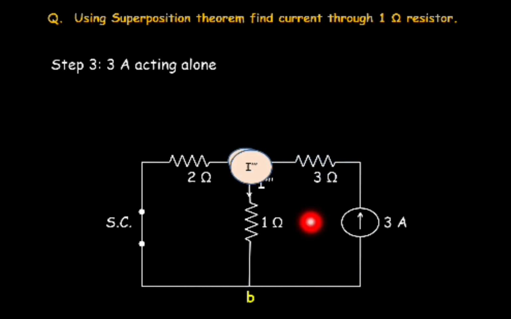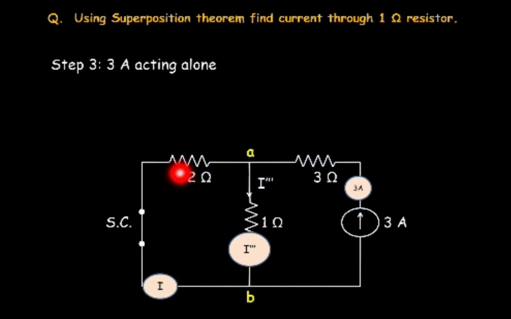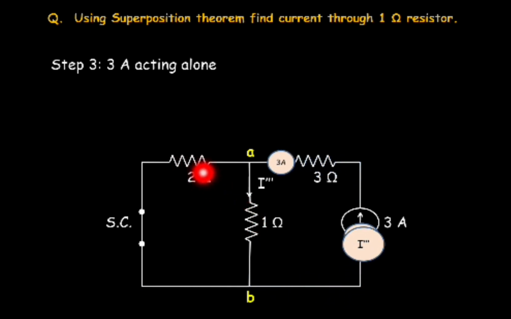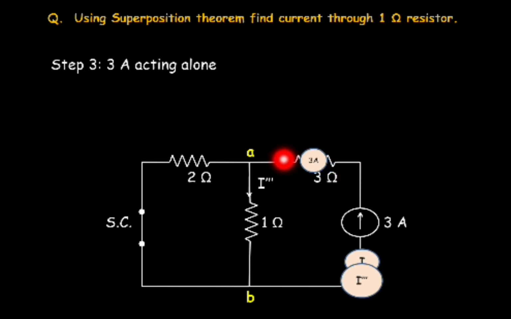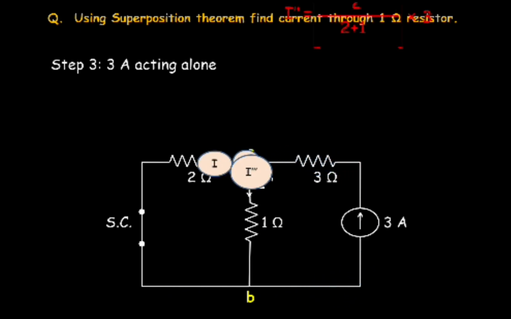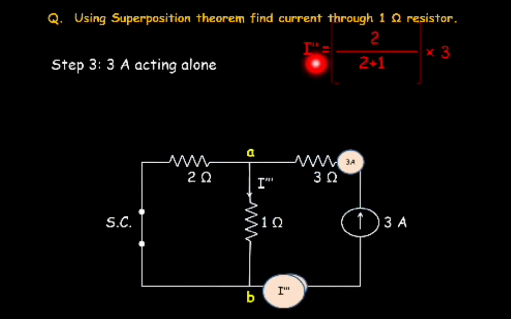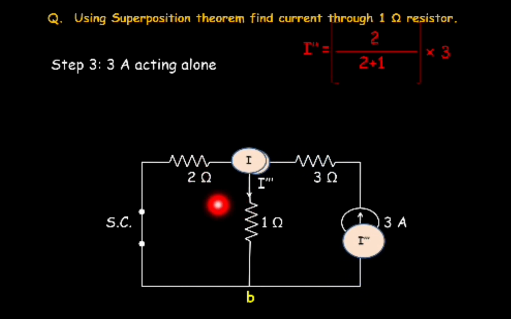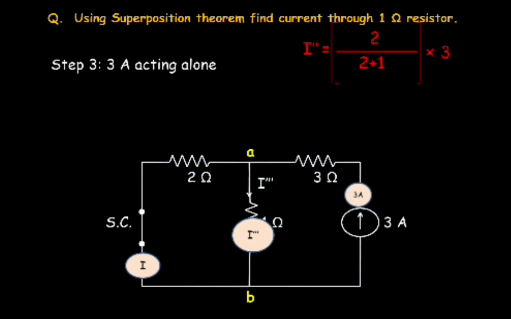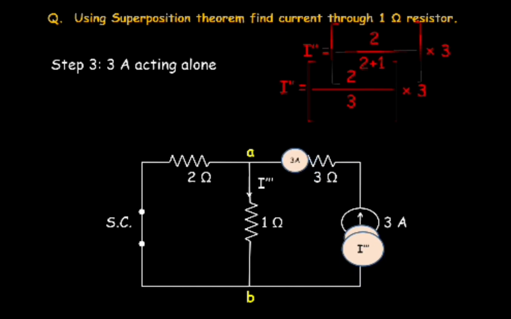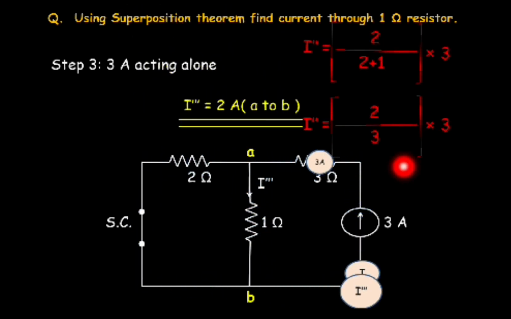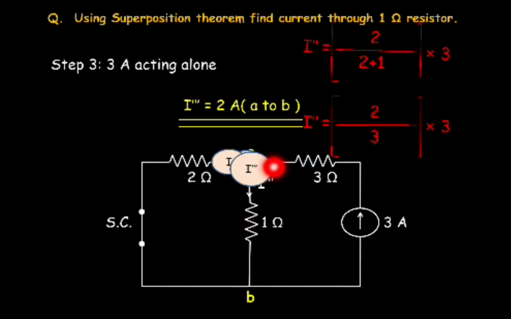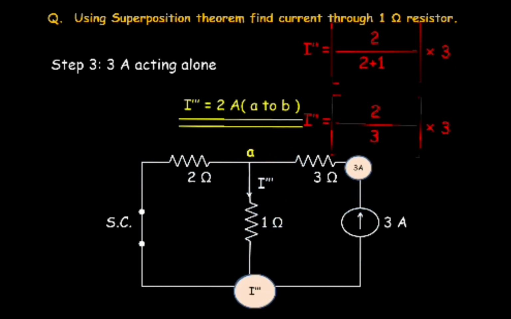So simply by observing this circuit, this 1 ohm and this 2 ohm are again in parallel, and the current which is getting divided between this parallel combination is 3 ampere. So again we can use current division rule. So I triple dash will be equal to 2 upon 2 plus 1 into 3. So we got 2 by 3 into 3. So finally I triple dash is coming 2 amperes. And again the direction of this I triple dash is A to B. So we have noted down the direction of current.